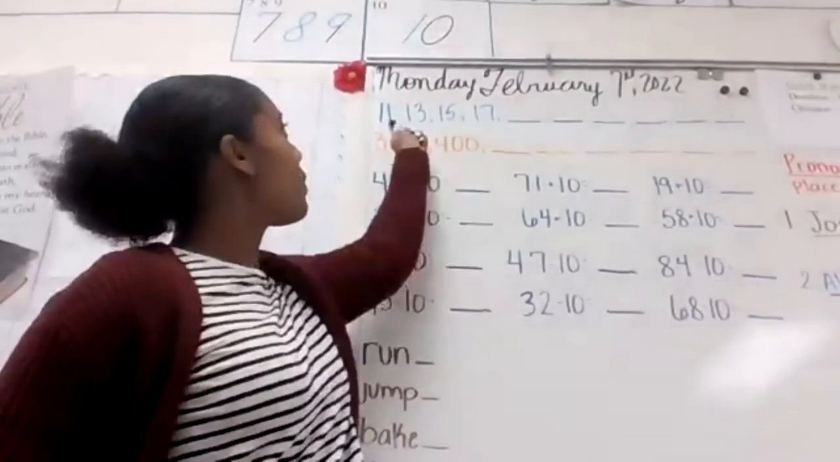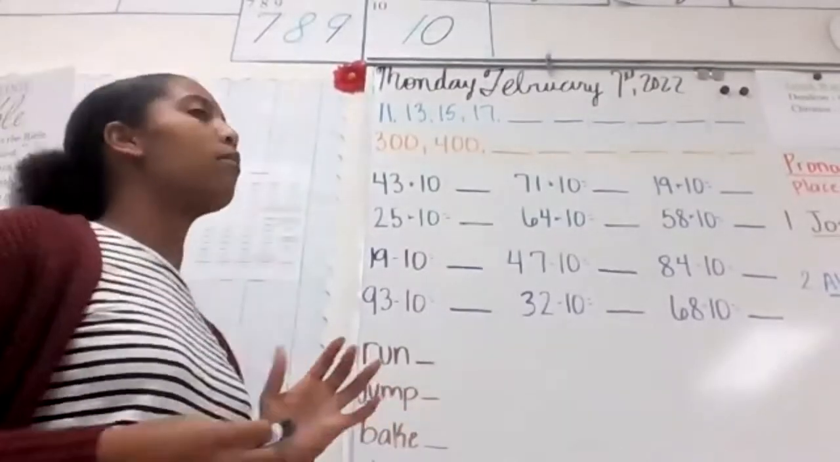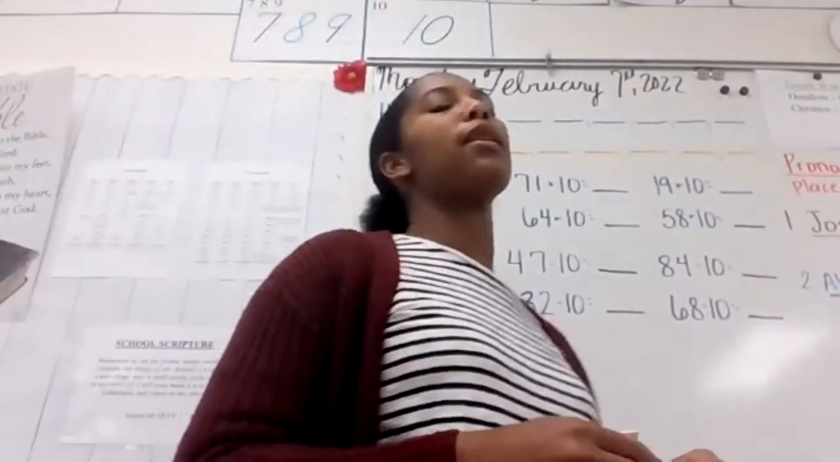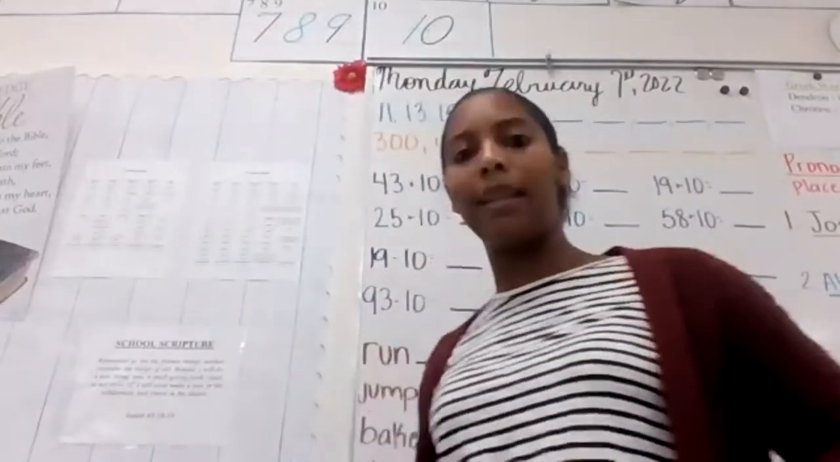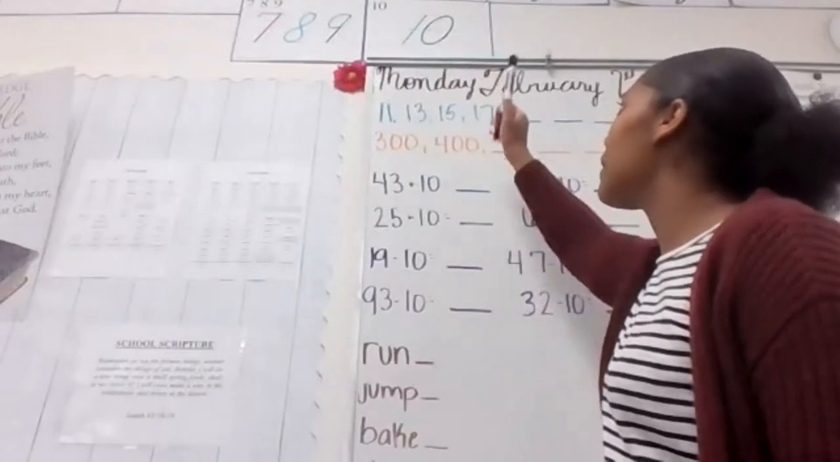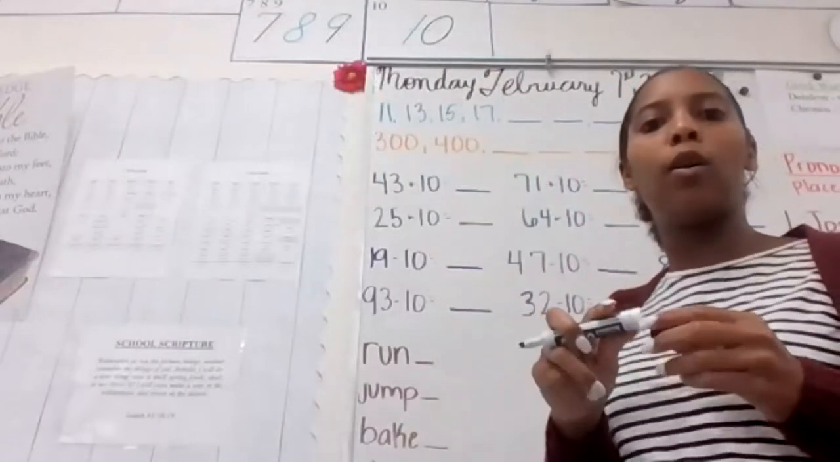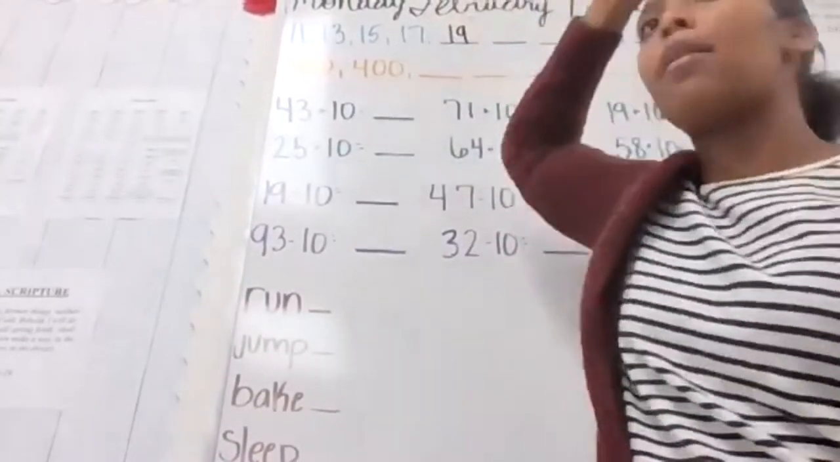All right, so I have some numbers here. Let's count it. So remember, when we're counting by twos with odd numbers, our pattern is 1, 3, 5, 7, 9. That pattern continues. So I have 11, 13, 15, 17. Where am I going after 17? 19, and now I'm in the 20s, so I start the pattern all over again.